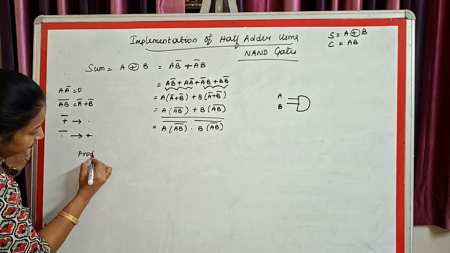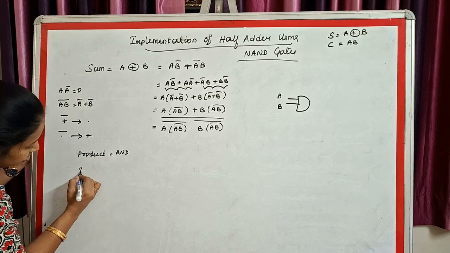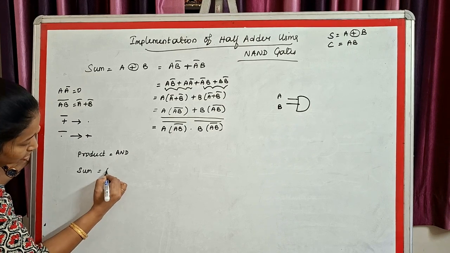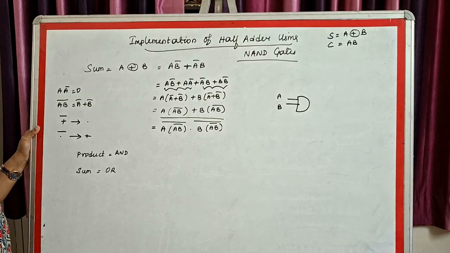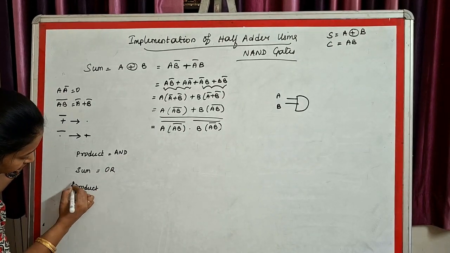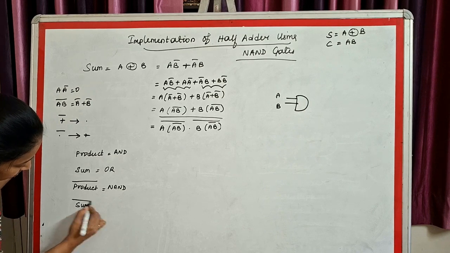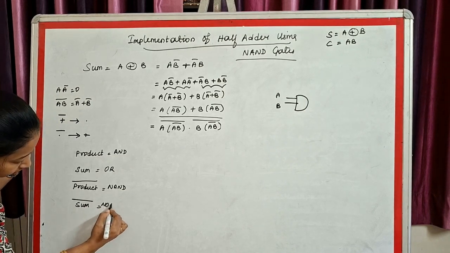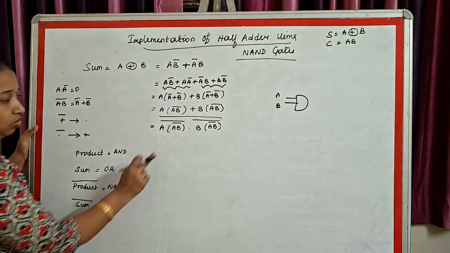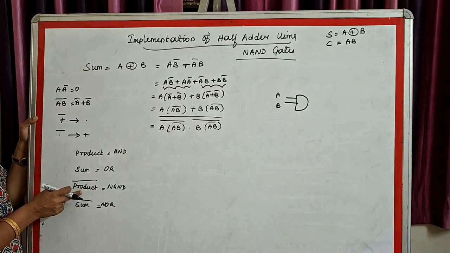For product term, you will be using AND gate. And for sum term, you will be using OR gate. Clear? And for NAND, complement of a product term will give you your NAND gate. In a similar way, complement of a sum term will give you your NOR gate. Clear?